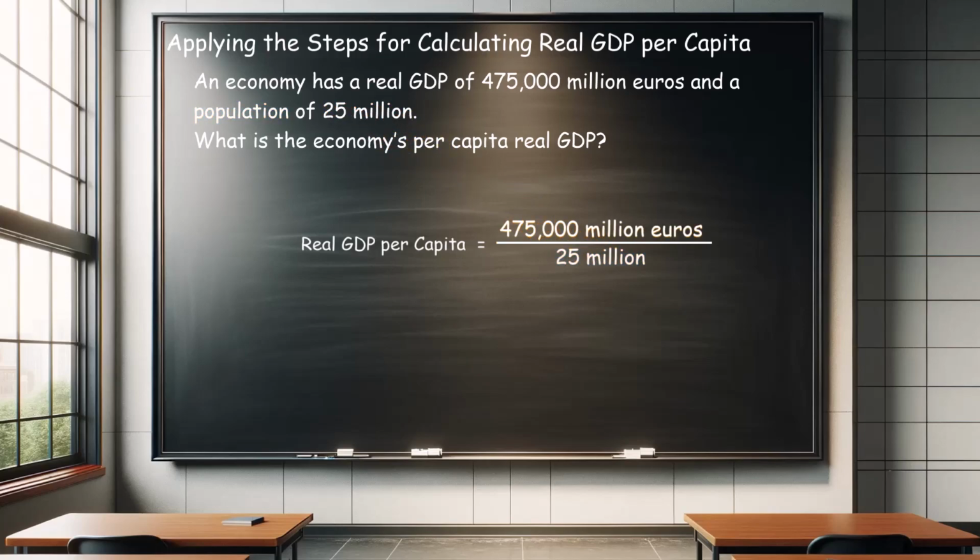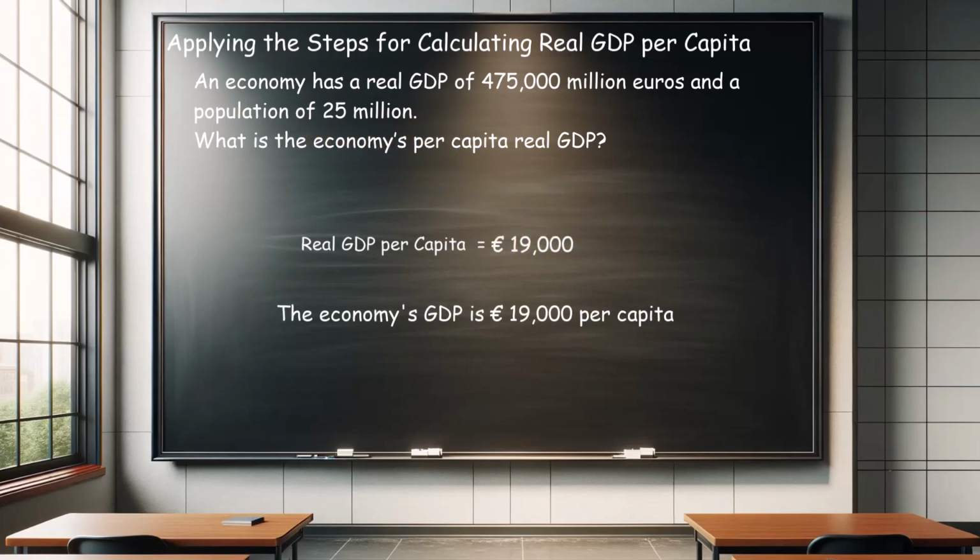4. Divide the economy's real GDP by the economy's population. In the problem statement, the economy's real GDP is 475,000 million euros, and the economy's population is 25 million. Dividing 475,000 million by 25 million is 19,000 euros per individual. So the real GDP per capita is 19,000 euros.